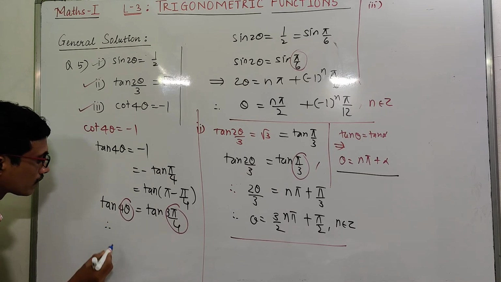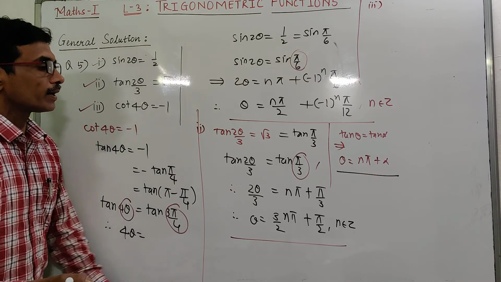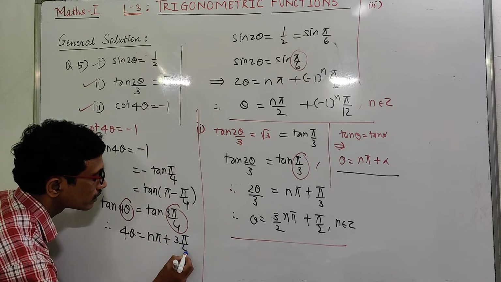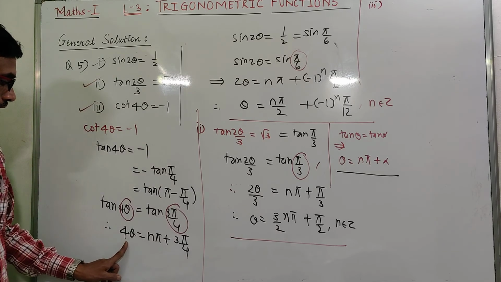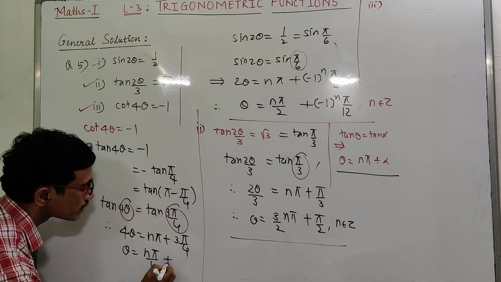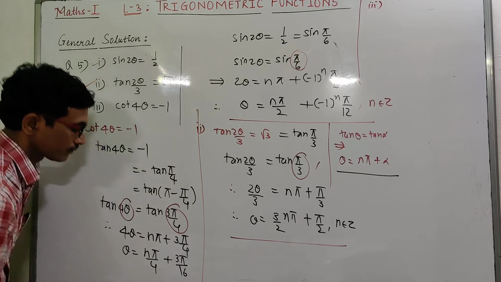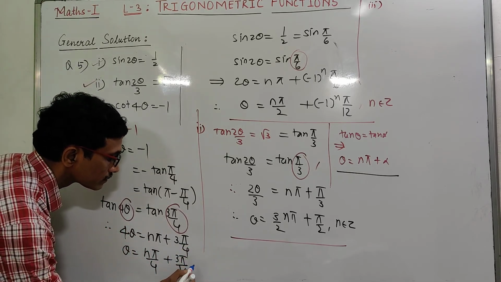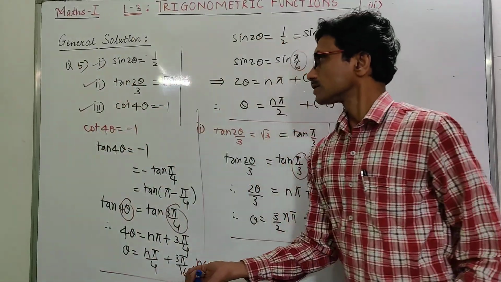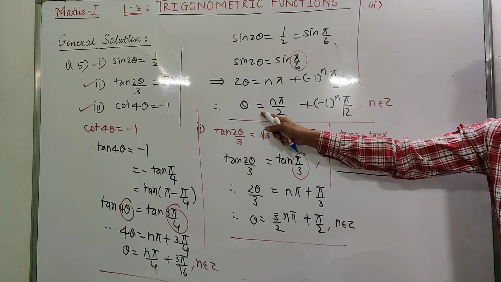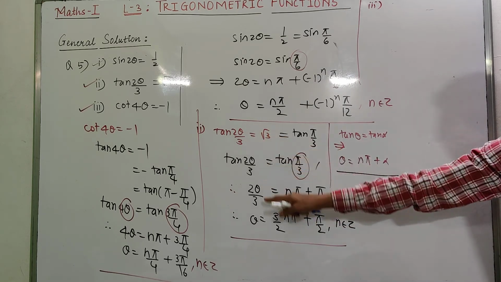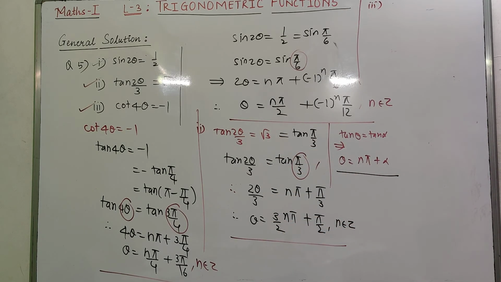Therefore 4 theta is equal to n pi plus alpha. Alpha is 3 pi by 4. Therefore, dividing by 4, theta is equal to n pi upon 4 plus 3 pi upon 16, where n belongs to Z. This will be the general solution. See, the general solution of the first question was n pi upon 2 plus minus 1 raised to power n times pi upon 12, and these are the general solutions of the second and the third.